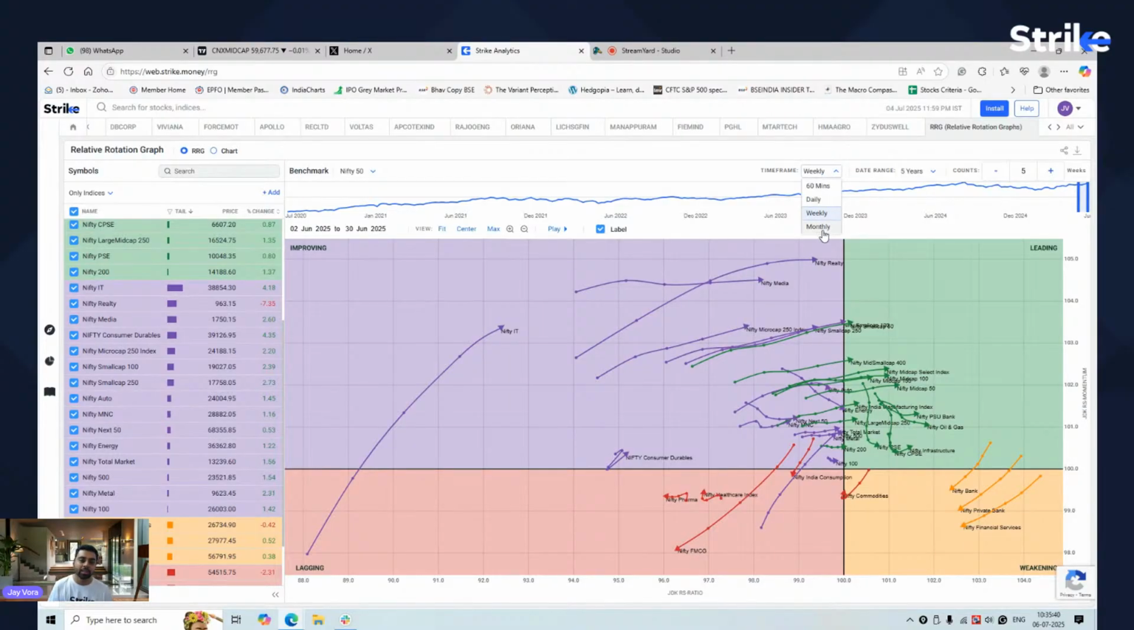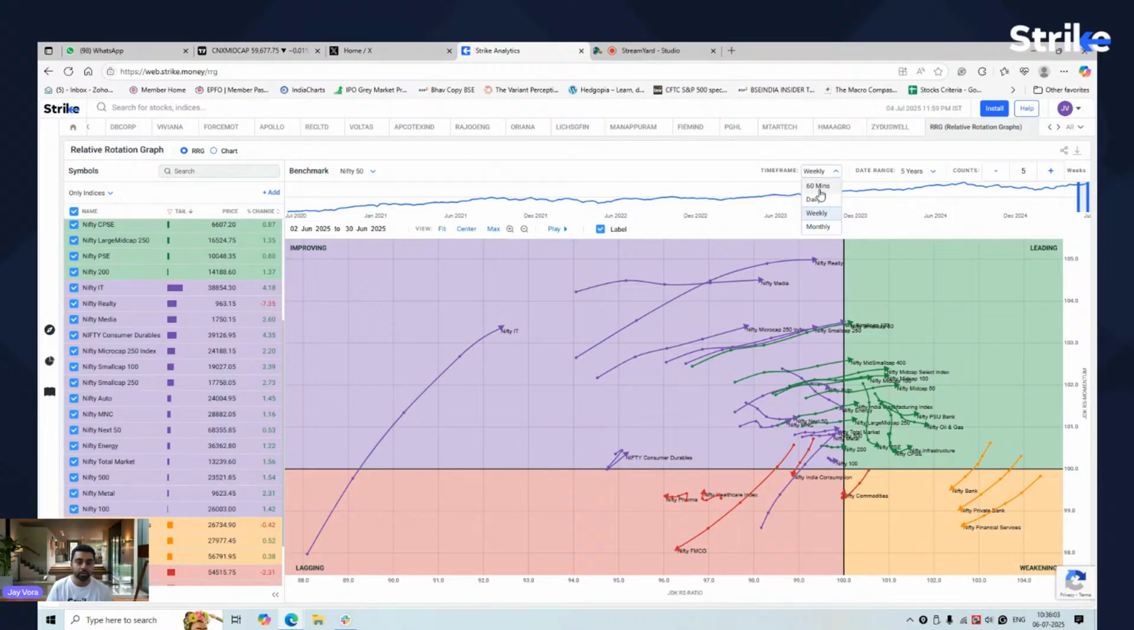Okay, so monthly, honestly, even I use it just to know the very broader trend, because the movement of each dot is once in a month, right? So it's a very slow process. So usually combining daily and weekly gives you a very good sense.